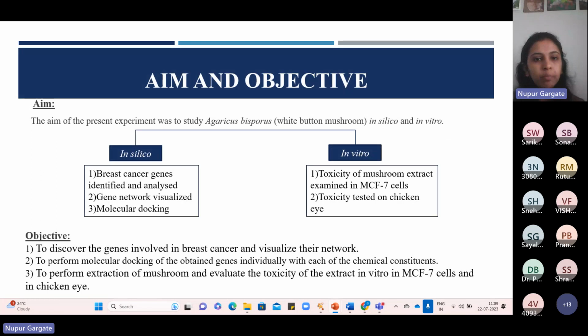So in my project, the aim was to study Agaricus bisporus, or white button mushroom, in silico and in vitro. In the in silico part of the study, the breast cancer genes were identified and analyzed, the gene network was visualized, and molecular docking was performed. While in the in vitro part of the study, toxicity of the mushroom extract was examined in MCF7 cells, and it was tested on chicken eye as well. So basically, the research was performed in two parts, in silico and in vitro. And in today's presentation, I will mainly focus on the in silico or network pharmacology part of the study.